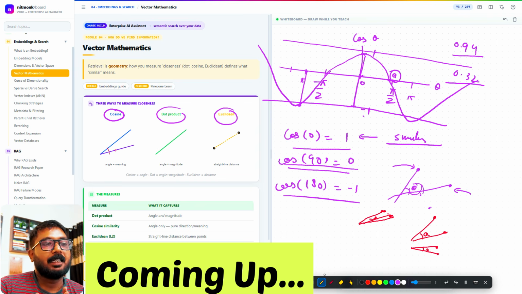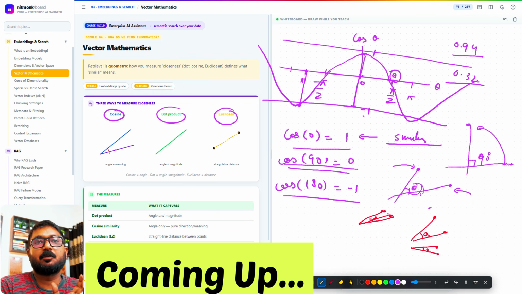If it's closer to 0, then it means they are orthogonal, and that's where the concept of orthogonality comes in: the angle between them is 90 degrees. Then they cannot be similar, because these are different. Someone sits over here, someone sits over here.